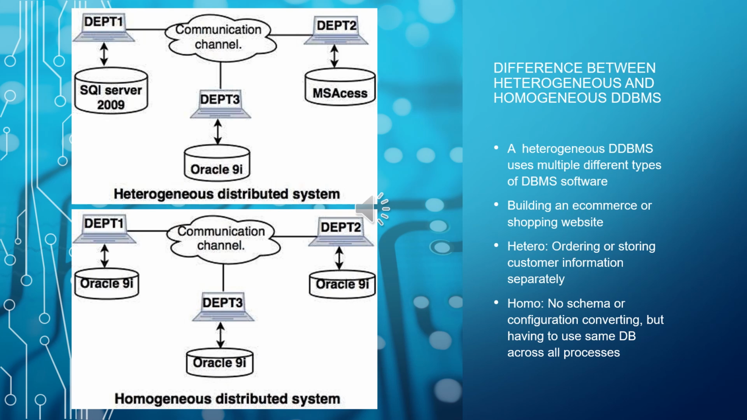An example could be an e-commerce or shopping website. You deploy a different DBMS for each part of a data storage process, like ordering or storing customer information, making use of a heterogeneous DBMS. To use a homogeneous DBMS, I will use a SQL Server to store all of my databases and tables, so I don't have to do any conversions between schemas or other configuration differences.